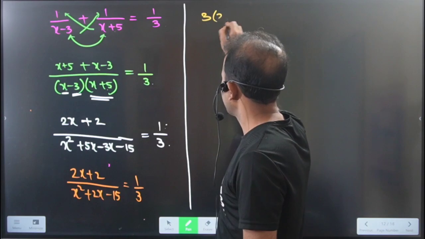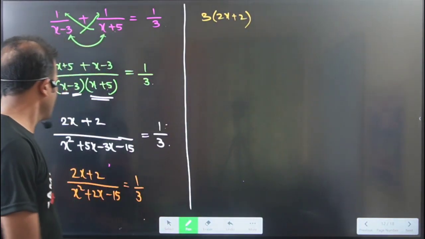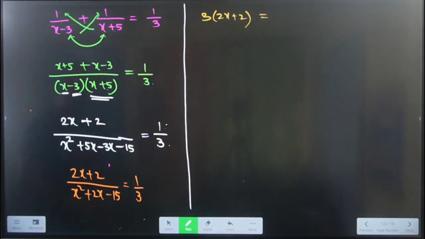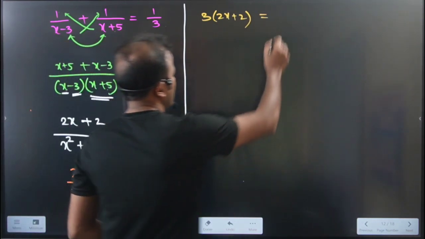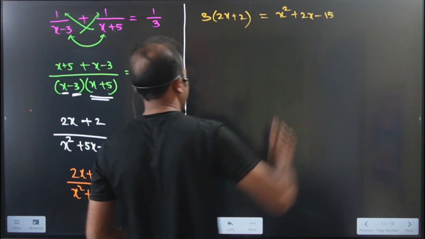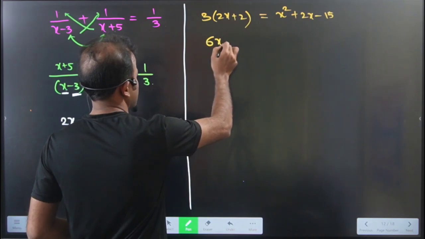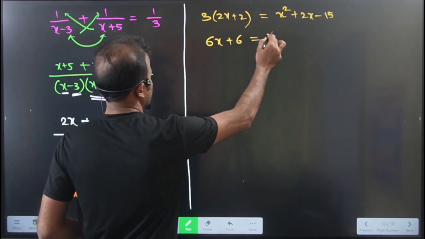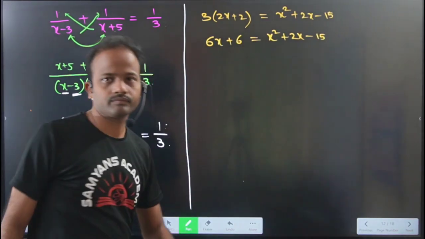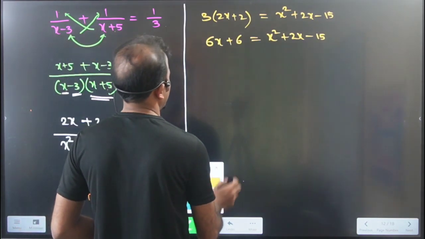3 into 2x plus 2 equal to 1 into x square plus 2x minus 15. That is x square plus 2x minus 15. 3 2s are 6x, 3 2s are 6, x square plus 2x minus 15. Okay, is it clear? Now what you have to do now?